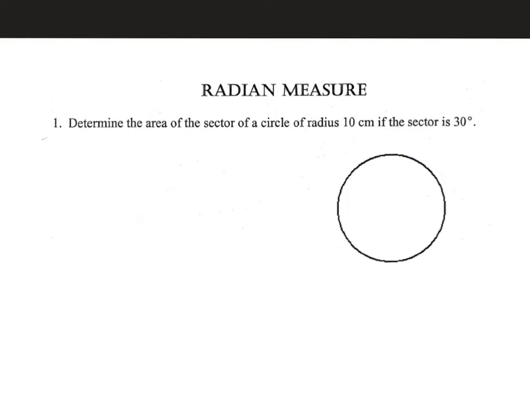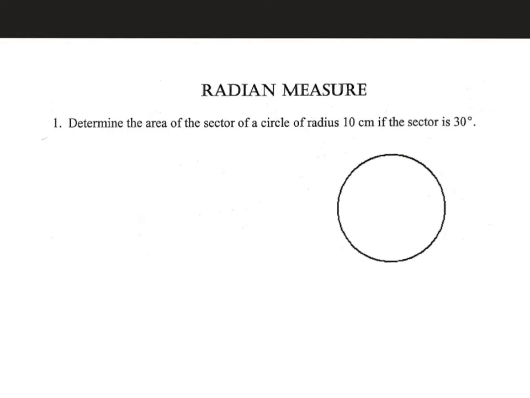I'd like you to determine the area of the sector of the circle of a radius 10 centimeters if the sector is 30 degrees. So, this would be the sort of thing that I would expect very few people to have background with. Very few people. So don't be alarmed if when you look at that problem, you're really not sure how to tackle it.